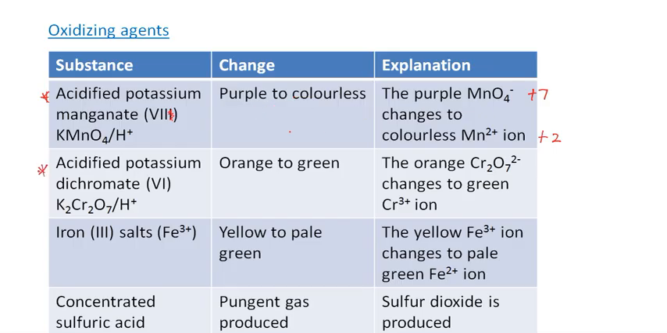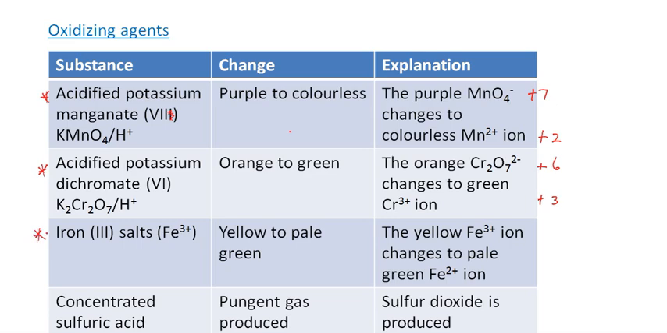Another example of an oxidizing agent is acidified potassium dichromate 6, which is written as K2Cr2O7/H+. Alright, when it acts as an oxidizing agent, we know that it will be reduced. In the process, it changes color from orange to green. And the explanation is the chromium or the dichromate ion is changing from oxidation state +6 to +3. The +6 oxidation state is orange and the +3 oxidation state is green.